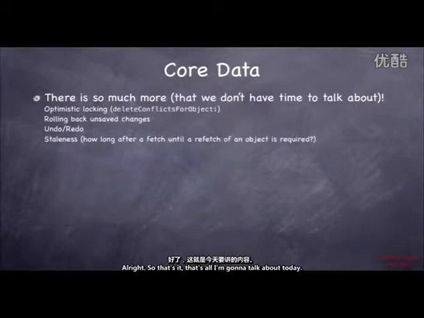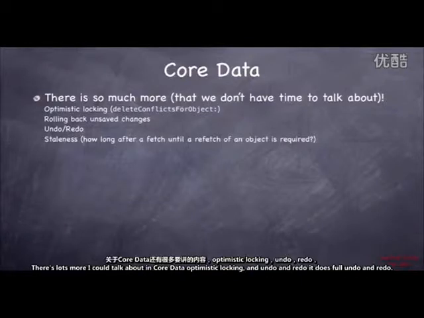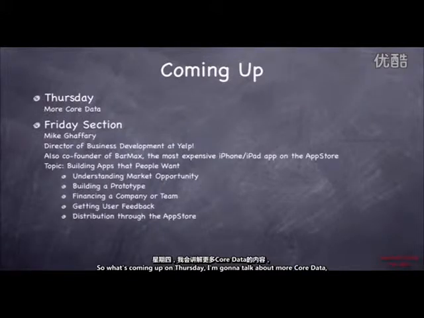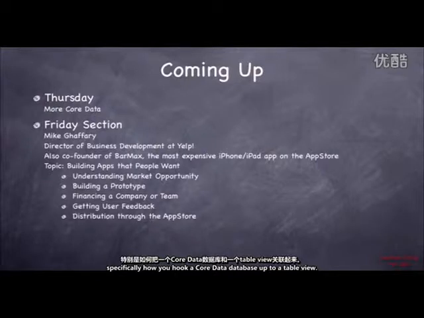All right, so that's it. That's all I'm going to talk about today. There's lots more I could talk about in Core Data: optimistic locking and undo and redo. It does full undo and redo. Thing about staleness of fetching, all that. We don't have time for any of that, unfortunately. So what's coming up on Thursday, I'm going to talk about more Core Data, specifically how you hook a Core Data database up to a table view, because a table view is a great way to look at the data in a Core Data database.